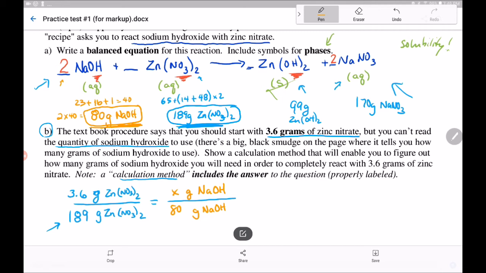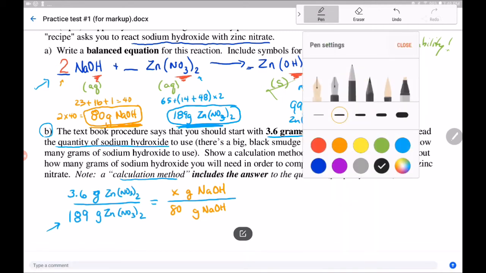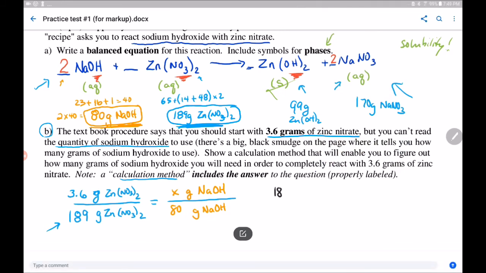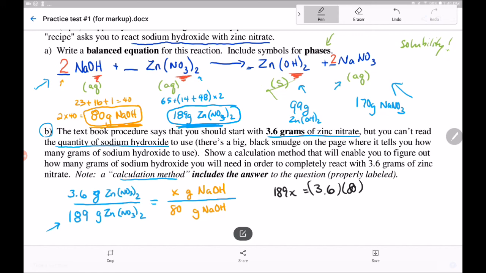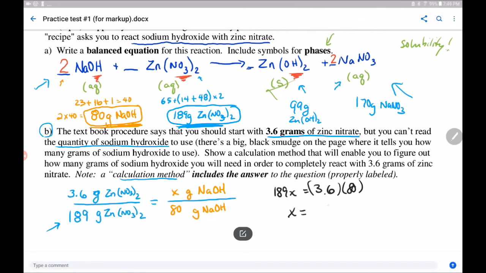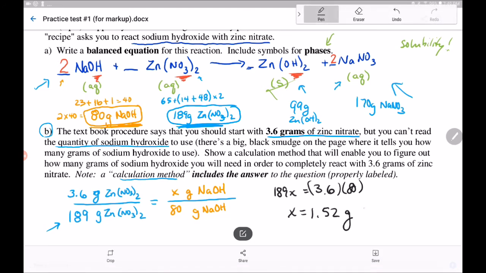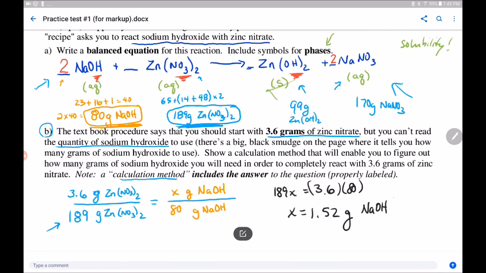All right, so to solve this, I'll use black pen, and it looks to me like 189x equals 3.6 times 80. So I'll just write it exactly the way I said it. 3.6 times 80. And now it's calculator time. 3.6 times 80 is 288. Divide by 189 gets me the answer. X equals 1.52 grams of sodium hydroxide. That's the answer.